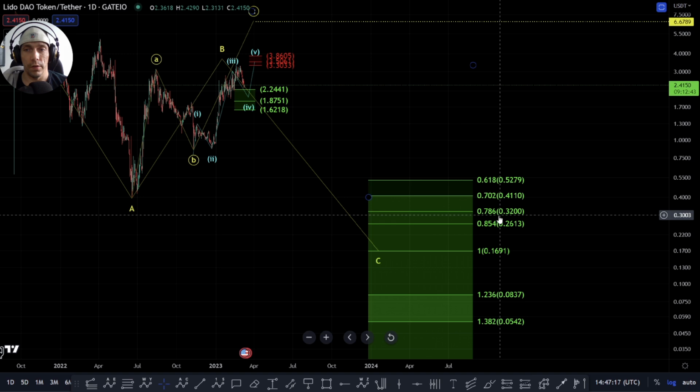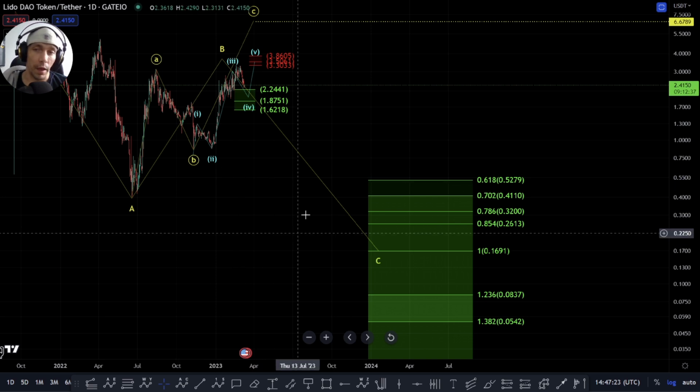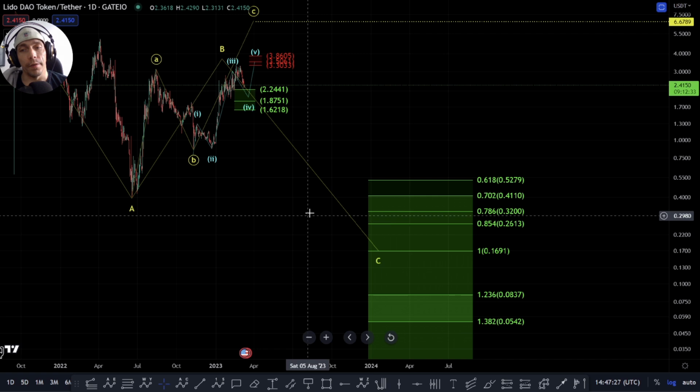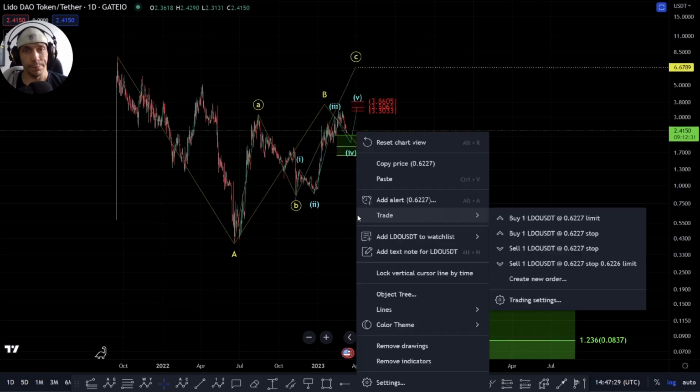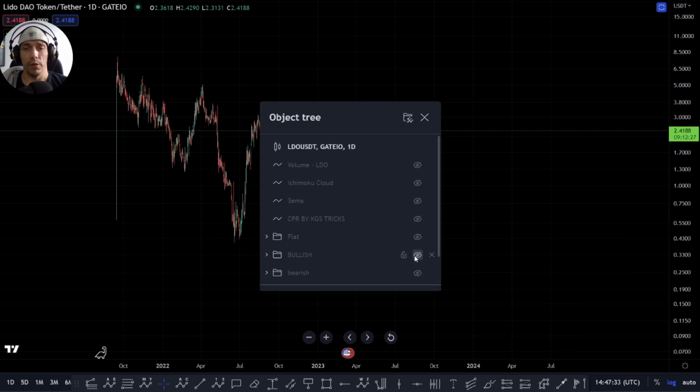So the 0.786 might be an interesting area if we do push down here towards this 32-cent range as well. That could be an area where we look to find some support, though the one-to-one is down here at 16 cents 91. Okay, so that is for the bearish option that we're looking at.